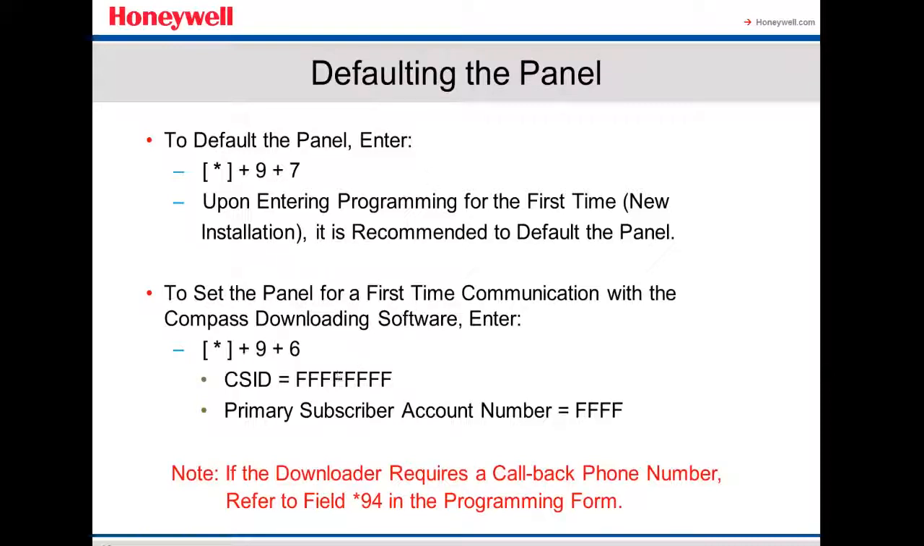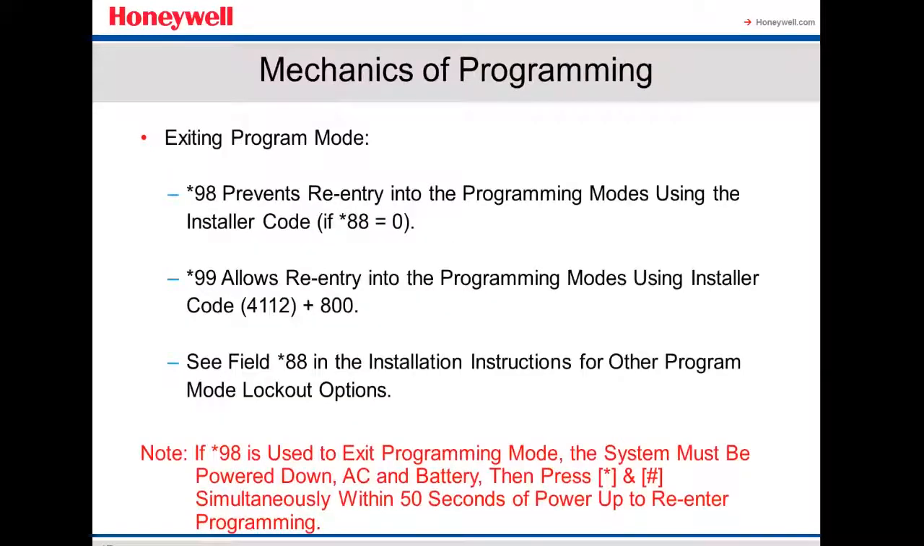Star 96 is to erase, also if this panel was used before and it was sending signals to a central station, so it has some information of the account number of the other owners. With star 97, you flash it and then you wipe it too. Those are the main ways.